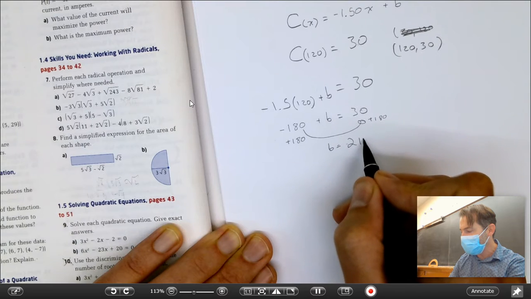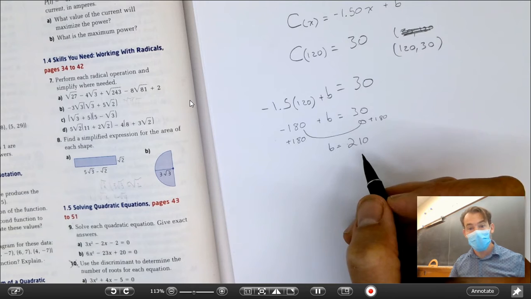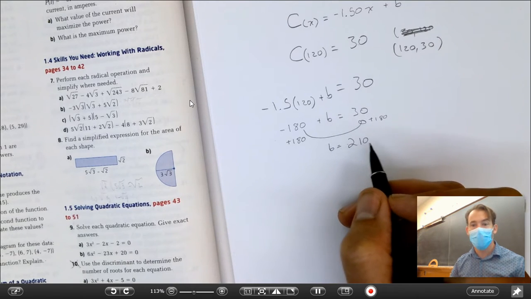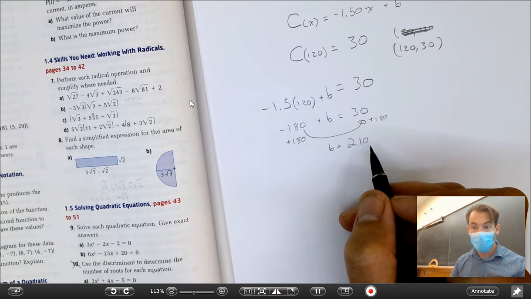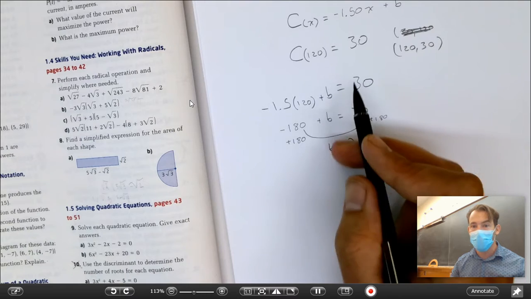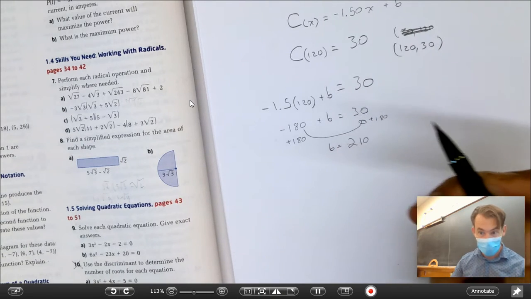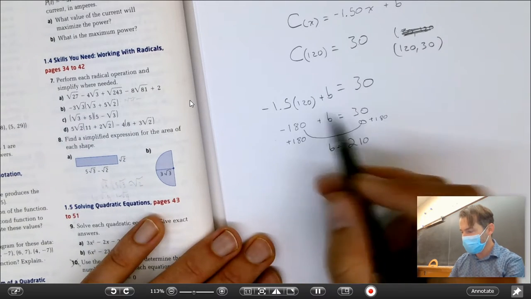B is equal to 210. And what that's telling me is that this hall will charge you $210 per person when 0 people attend. So it's very expensive when 0 people come. If 120 people come, then the price is already down to $30. The price drops very fast the more people come. All right, so that's all the information that we've got.